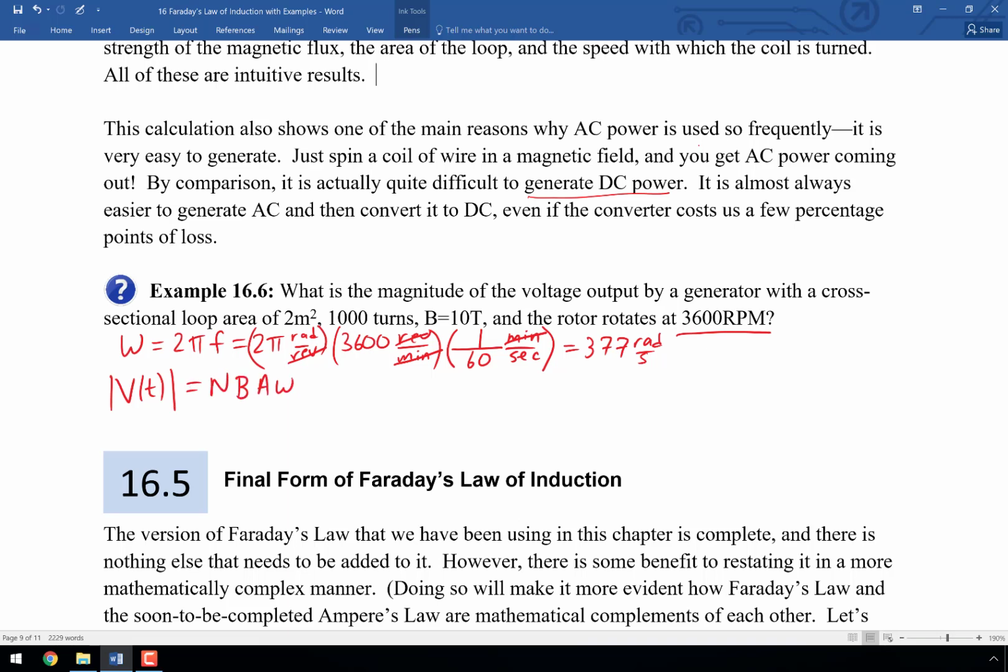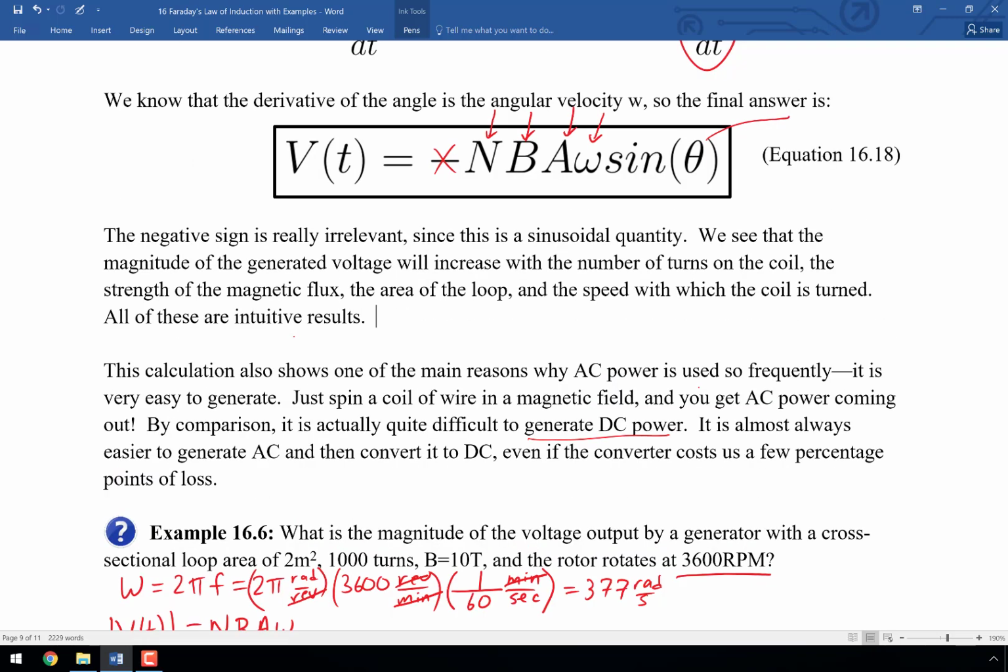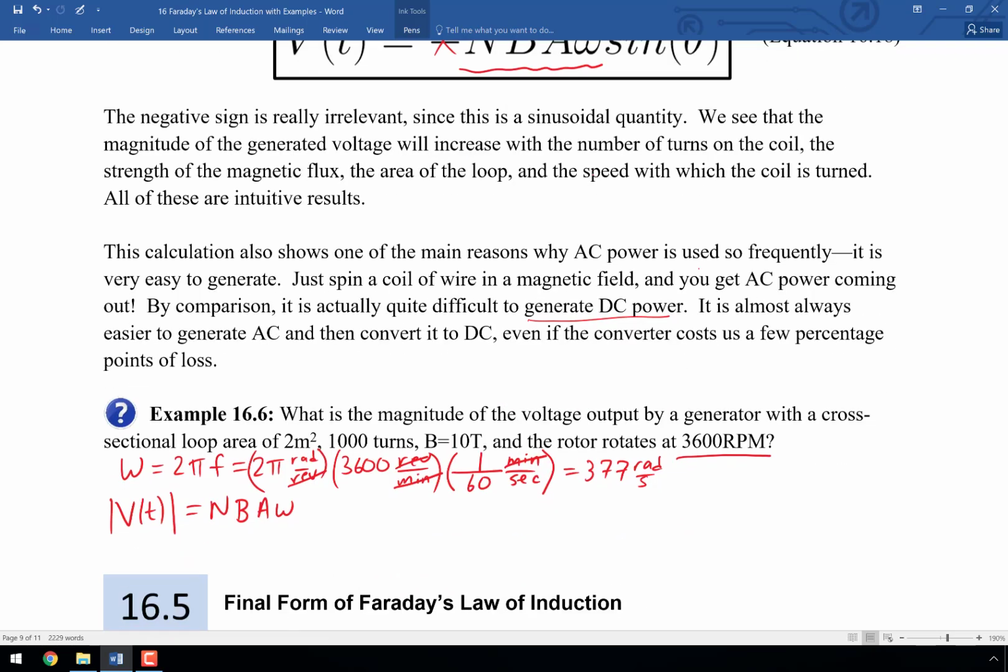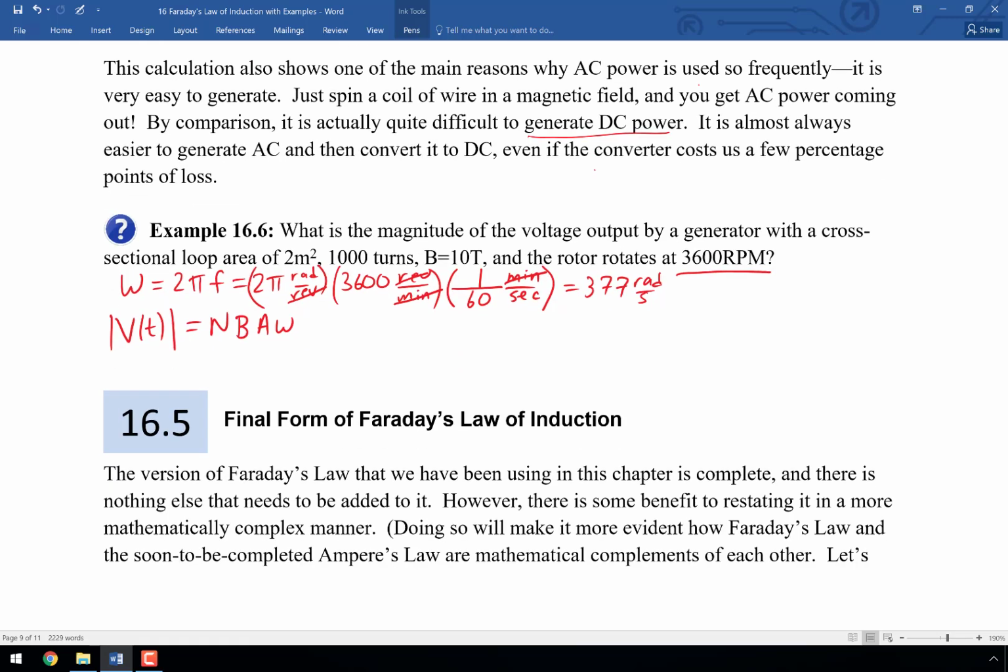NBA times omega. If I scroll back up here, remember that NBA omega is the magnitude of this expression, and the sine of theta just has the magnitude of 1, and I'll omit the negative sign. So NBA times omega is going to be equal to 1,000 times 10 Tesla times 2 square meters times 377 radians per second, and that gives me 7.54 megavolts.